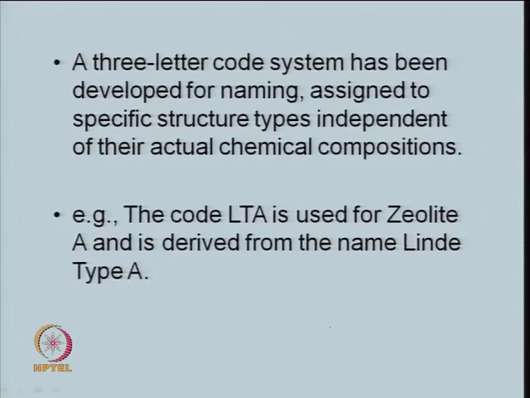So, the nomenclature for a zeolite, as I discussed last time also, is very important, right. A 3 letter code system has been developed for zeolites to identify a zeolite or a type of zeolite. As I said, the IZA designates a zeolite in terms of its pore size distribution, silicon to aluminum ratio, or the cage opening, what I said earlier. So, generally they have given a 3 letter code, which is related to a specific structure type and independent of the actual chemical composition.